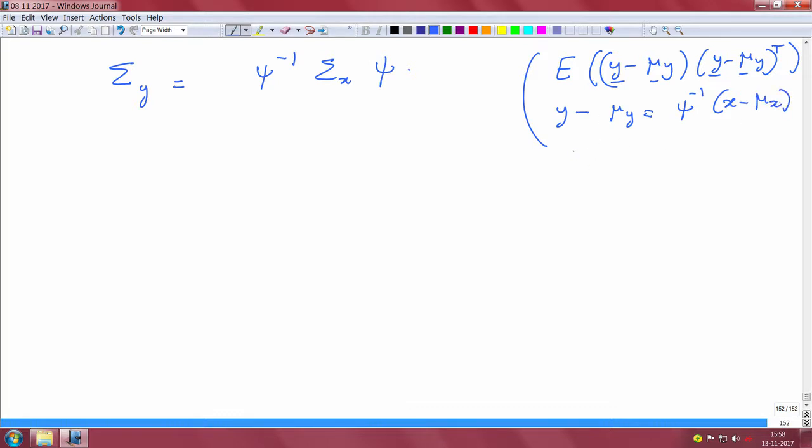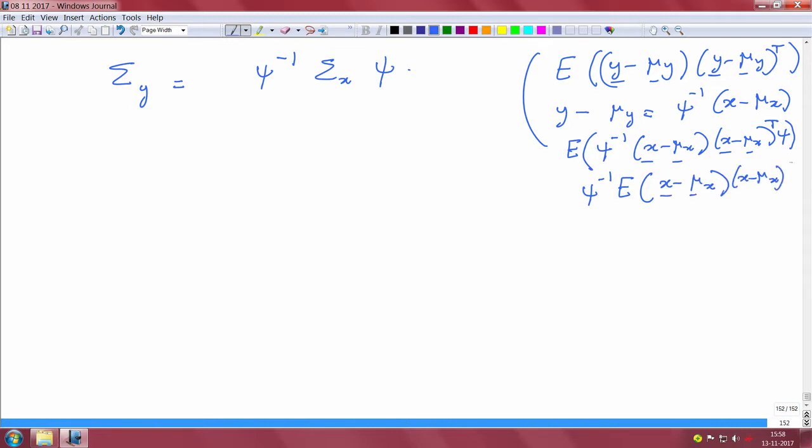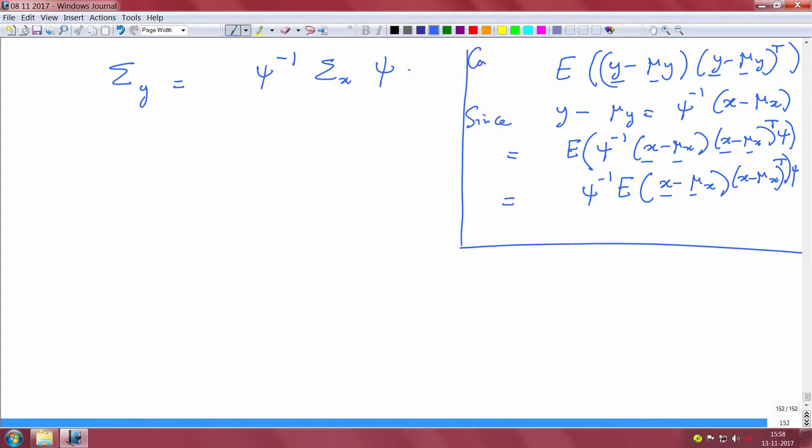You plug this here, you will end up with expectation of psi inverse x minus mu x times x minus mu x transposed, and then you have a psi here, right? Expectation is over this, so it's basically psi inverse expectation of x minus mu x times x minus mu x transposed times psi, right? This is just an aside, some steps. Just follow the math, you will end up with this.